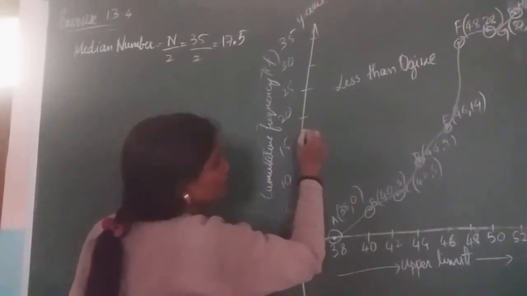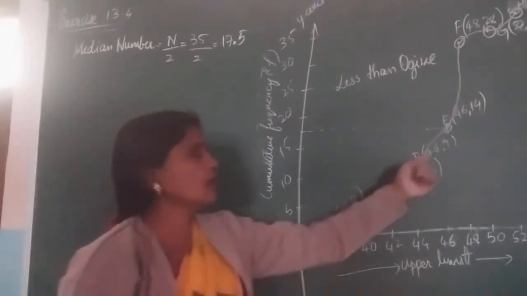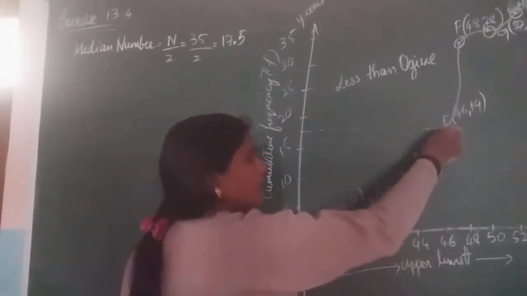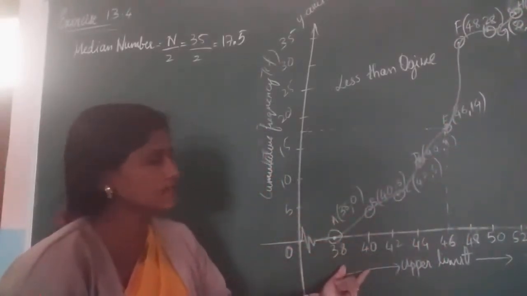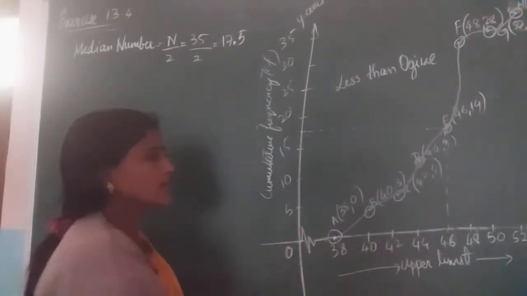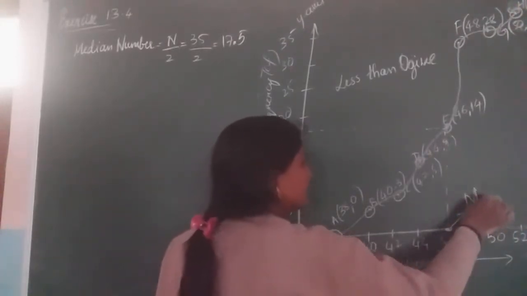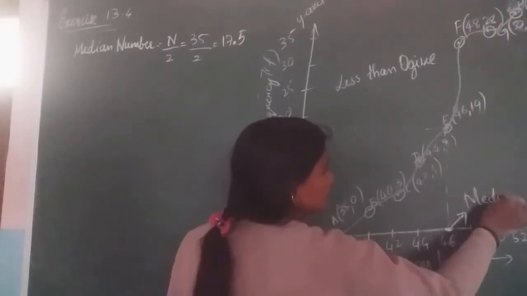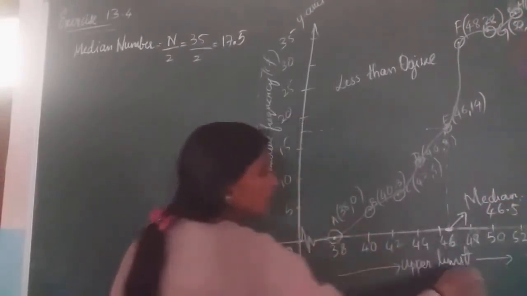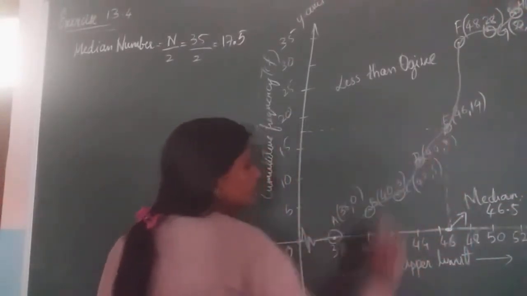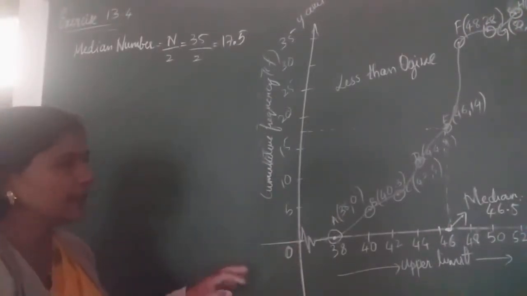From there you have to draw a line parallel to the x-axis, and that line meets this curve at one point, and from that point you have to draw a perpendicular line to the x-axis. Then it will meet on the x-axis. That point on the x-axis is called the median. So it is nothing but 46.5. You have to calculate it. It will be exactly 46.5. This is how to plot the median in the graph.